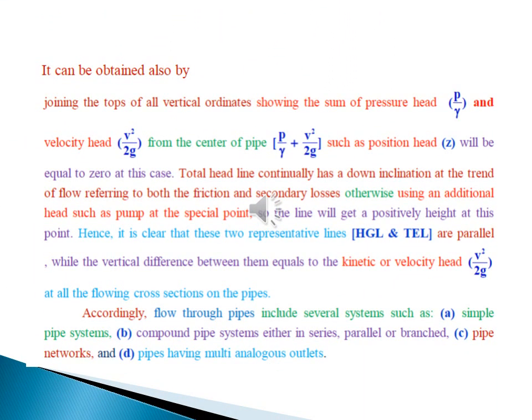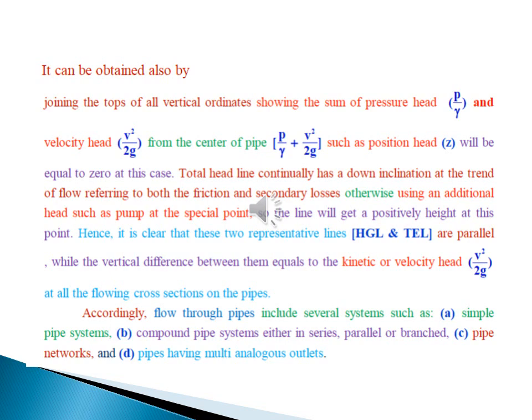My dear, the total head line THL or total energy line TEL can also be obtained by joining the tops of all vertical ordinates showing the sum of the pressure head P divided by gamma and the velocity head V squared divided by 2g from the center of the pipe, which is equal to P divided by gamma plus V squared divided by 2g, as the position head Z will be equal to 0 at scale.